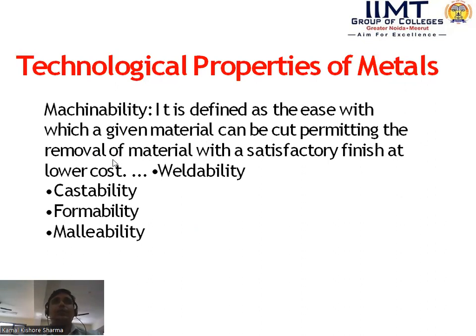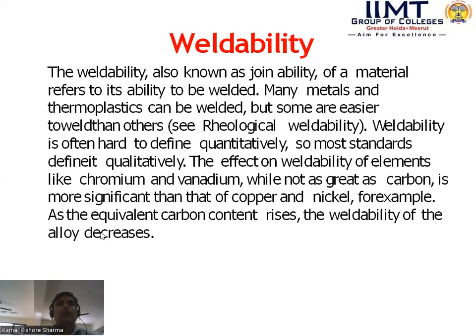Technological properties: there are few, such as machinability. It is defined as how easily the given material can be cut, permitting the removal of material with a satisfactory finish at lower cost. Others are weldability, castability, formability, and malleability.